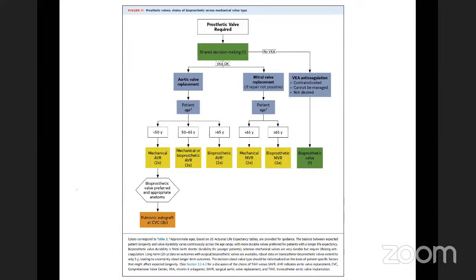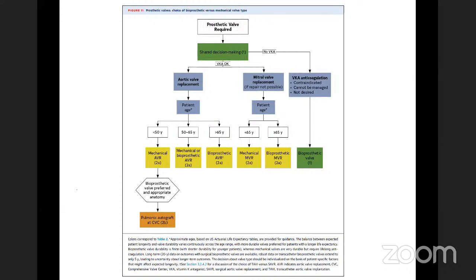But if the patient wants a tissue valve and happens to have a favorable anatomy and is being served by a comprehensive valve center, then the Ross procedure can be offered if the experience is available. This is a class 2B recommendation.